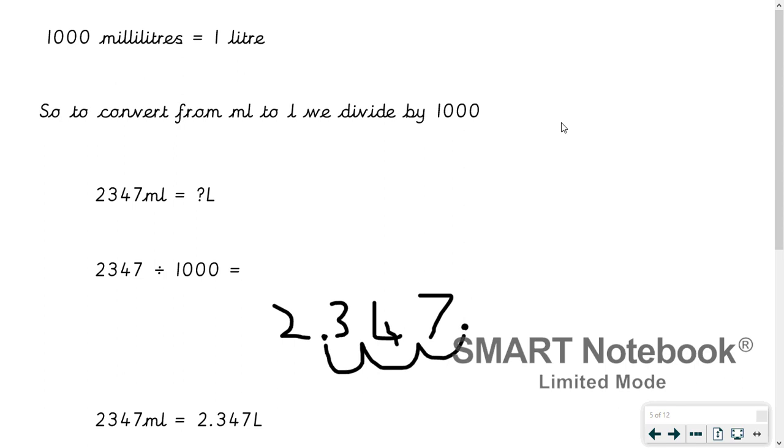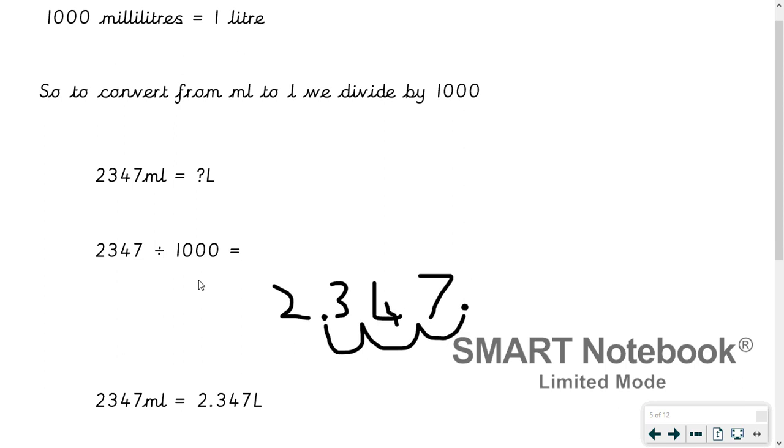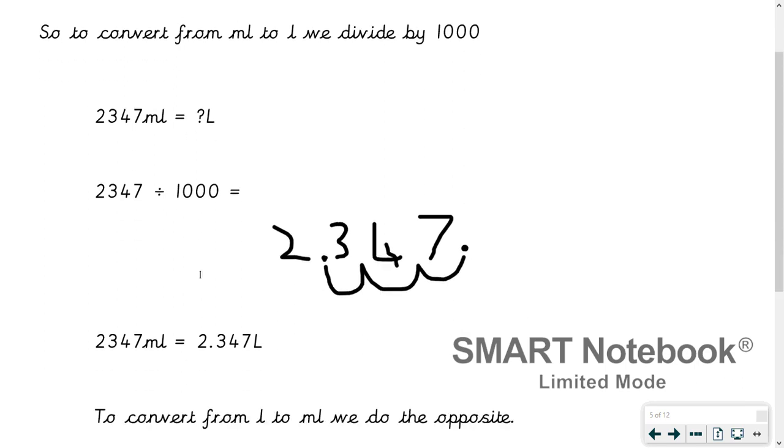So we need to convert millilitres to litres by dividing by 1,000, just as we did yesterday, just as we did last week. So 2,347 milliliters is how many litres? Divide by 1,000, and you do whatever method you want. If you want to use formal division, go for it, but I find just putting a decimal point and doing our jumps is quicker.